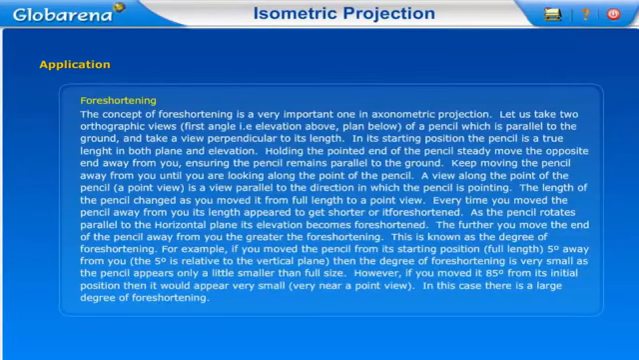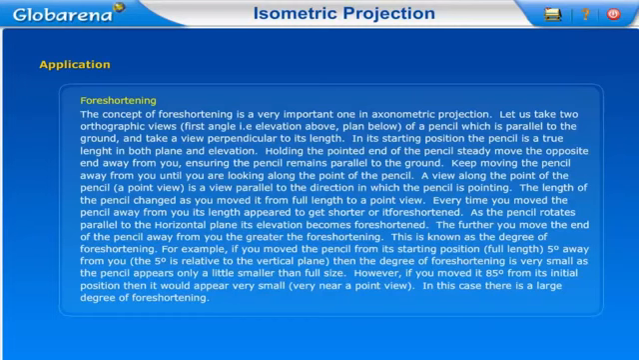Foreshortening. The concept of foreshortening is a very important one in axonometric projection. Let us take two orthographic views, first angle, that is, elevation above, plan below, of a pencil which is parallel to the ground, and take a view perpendicular to its length. Keep moving the pencil away from you until you are looking along the point of the pencil. A view along the point of the pencil, a point view, is a view parallel to the direction in which the pencil is pointing.